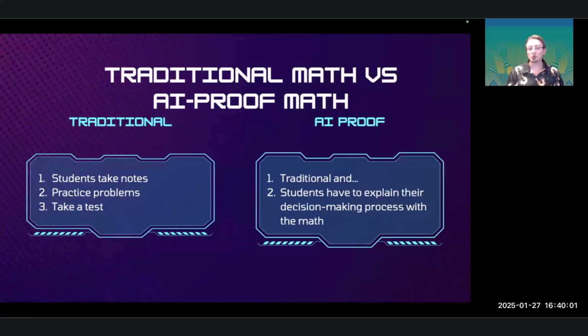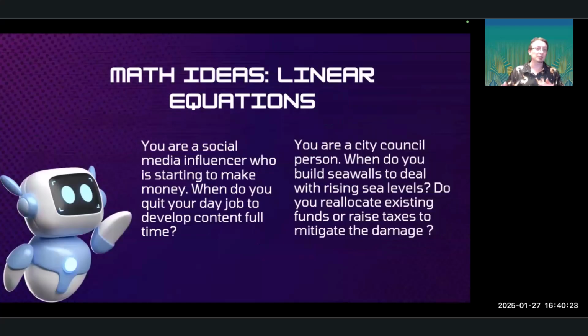All of those elements are still going to exist in an AI-proof math assignment, right? In an AI-proof classroom. So you're going to have those elements, but additionally, you might ask students to use that math to justify some decision making in some scenarios, so that we see how this math is being used in the real world and not just on story problems or numbers and letters on a page.